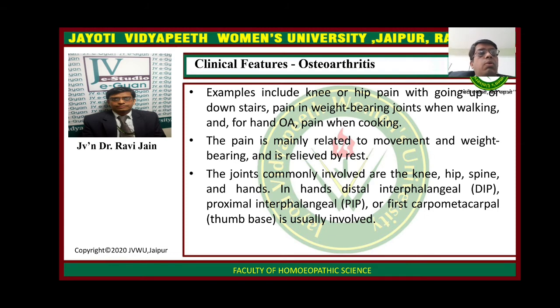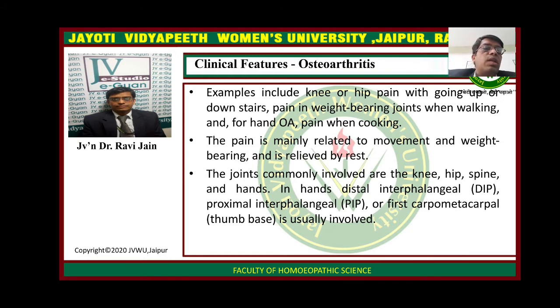Now the example includes the knee and hip pain with going up and downstairs. Whenever you are going upstairs or downstairs, the pain is there. The pain is in the weight bearing joints when the patient is walking. For hand osteoarthritis, there is pain when cooking. The pain is mainly related to movement and weight bearing, and it is relieved by rest. So the pain is worse by movement and better by rest.